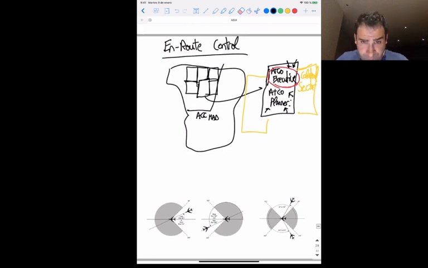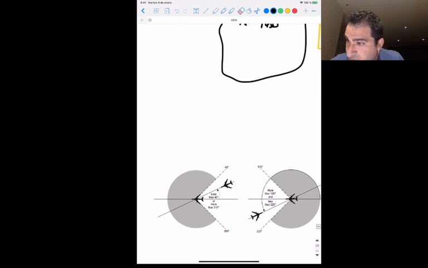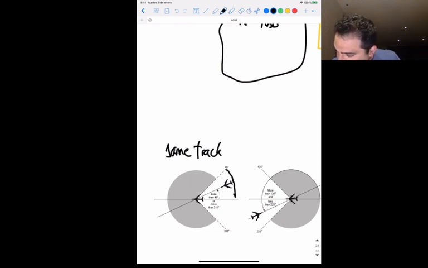Now, when it comes to crossings, the executive controller is monitoring the volume of traffic, and we might have crossings. And we have three possible configurations. The first one is same track. This is when we have plus or minus 45 degrees of bearing between the tail and the head of each two aircraft. They are going in the same direction.